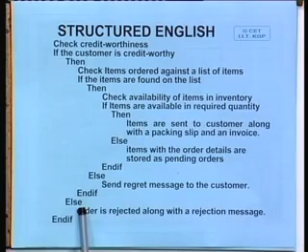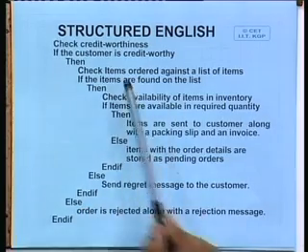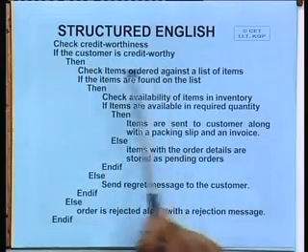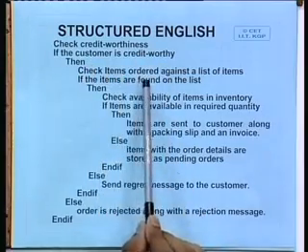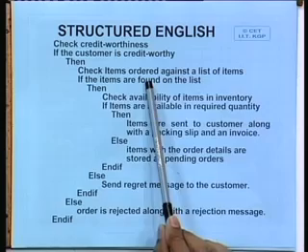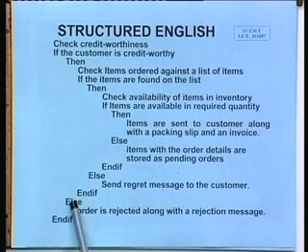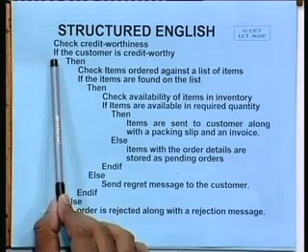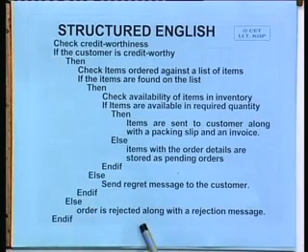So, look at these if then else blocks. If the customer is creditworthy, then, and go down towards it, that is the else. Else order is rejected along with a rejection message. So, you have to read it like this: if the customer is creditworthy, then check items ordered against a list of items, else order is rejected along with a rejection message, end if. So, this end if belongs to this if and it has an else structure.